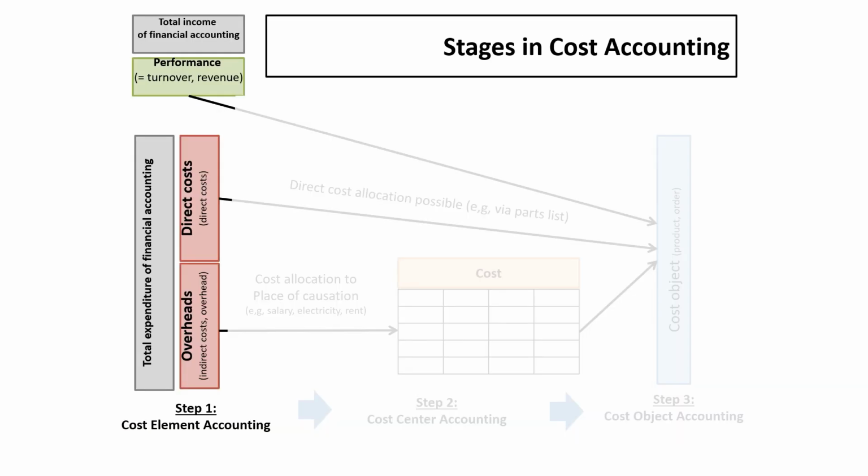Next comes the cost center accounting, where only the overhead costs of the cost types are accounted for and further analyzed. The direct costs are transferred directly to the cost object accounting.